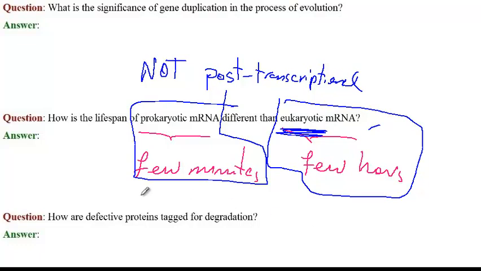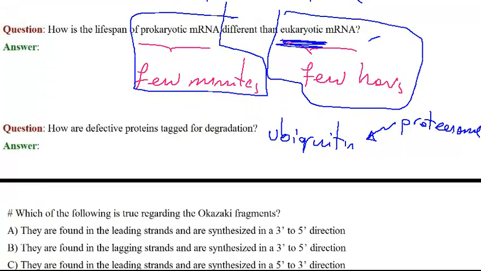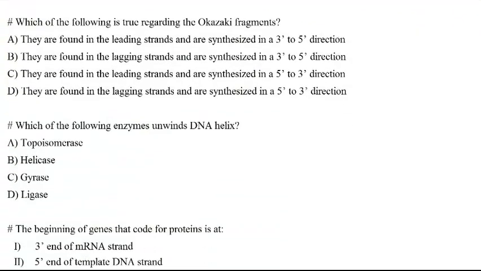And then the final question is, how are defective proteins tagged for degradation? Basically, proteins that our body doesn't need anymore are tagged with the ubiquitin protein, and these are now recognized by the proteasome enzymes that will break down those proteins. All right, so we are basically done now covering all the short questions as well.